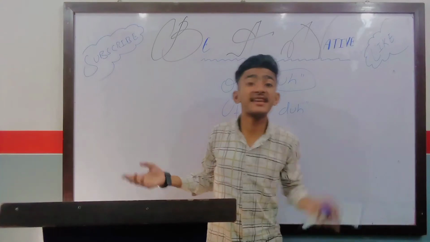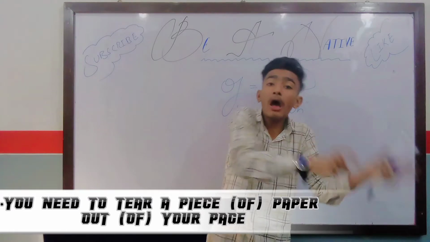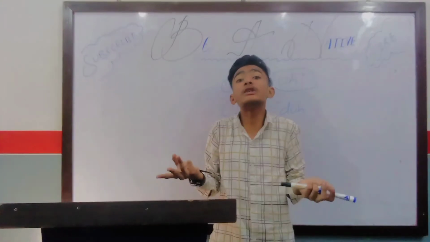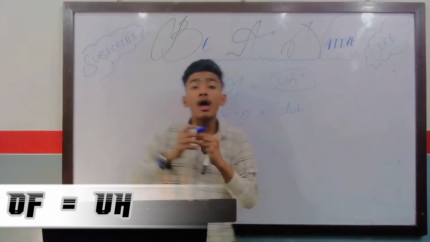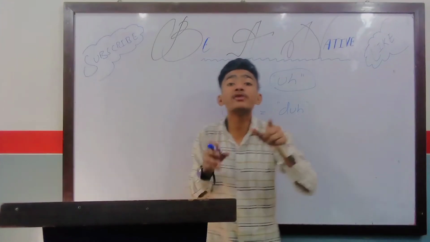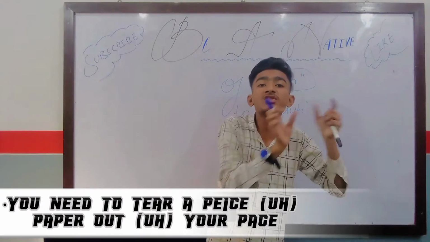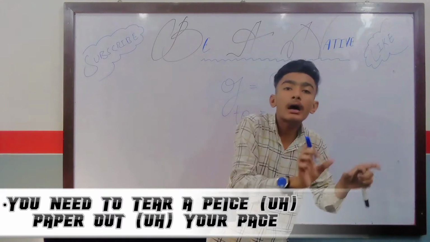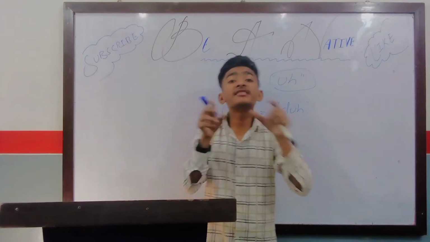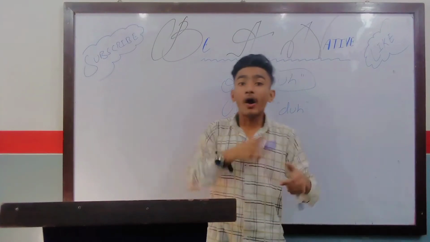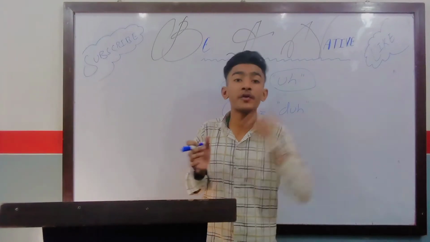The other sentence is: you need to tear a piece of paper out of your page. There are two "of"s. So what we're going to do is just replace them with the reduced sound. So it'll be sounding like, you need to tear a piece of paper out of your page. If you say it super fast, it'll sound like, you need to tear a piece of paper out of your page. Or if you go even more super fast, it'll sound like, you need to tear a piece of paper out of your page.